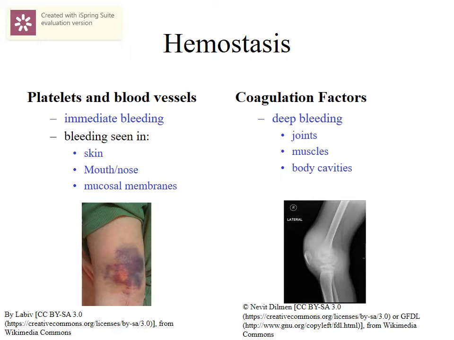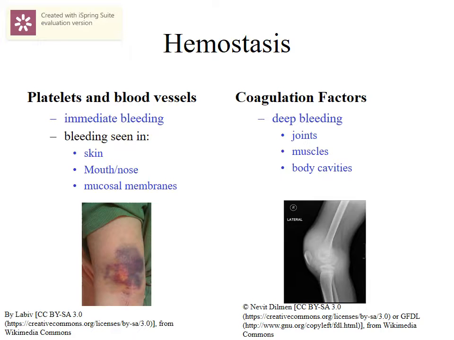We spoke previously of defects in primary hemostasis, as being demonstrated in mucous membrane bleeding, nosebleeds, and bruises, or purpura. Purpura are scientifically classified as bruises. What we see in primary hemostasis defects is immediate bleeding, and again, bleeding in the skin, the nose, the mouth, or the mucous membranes.